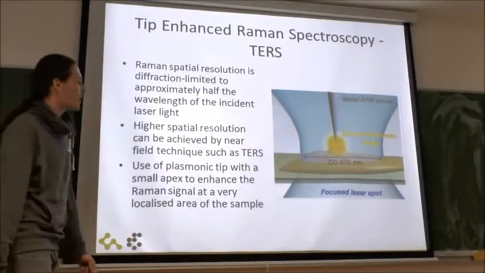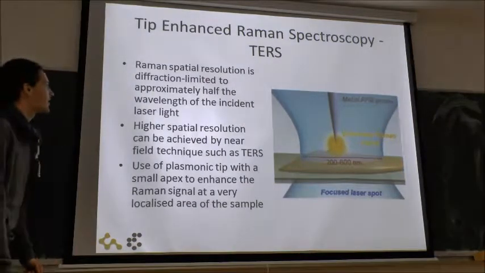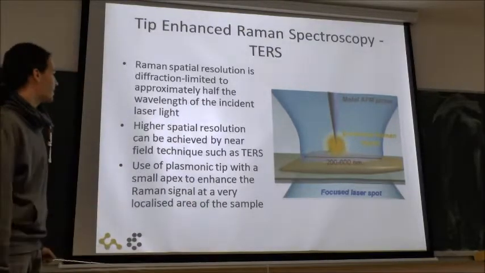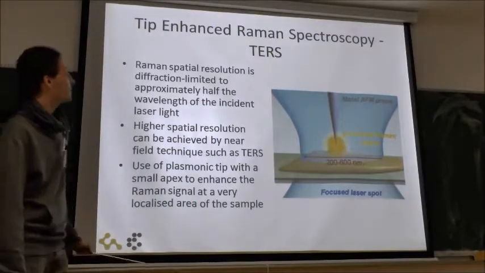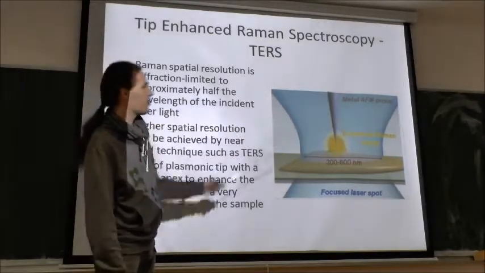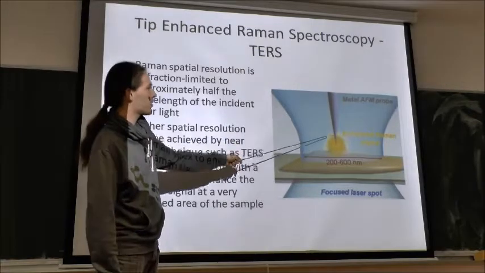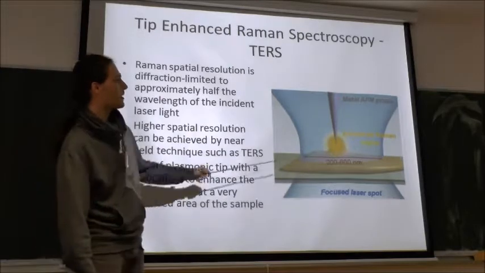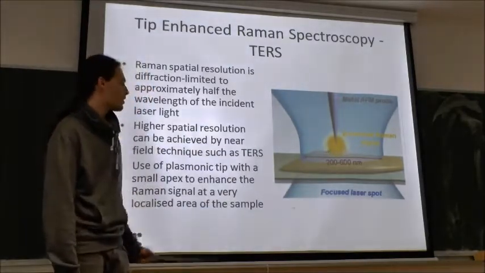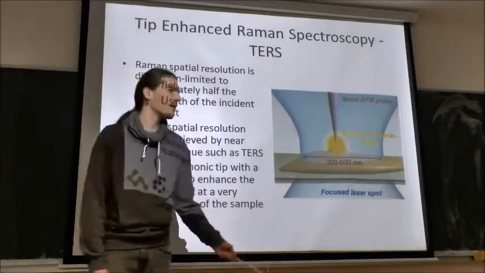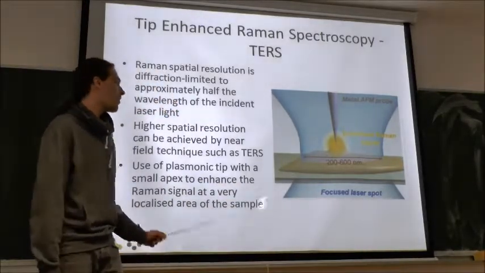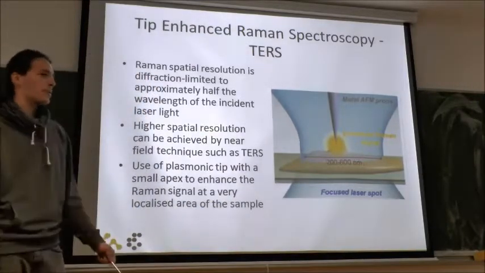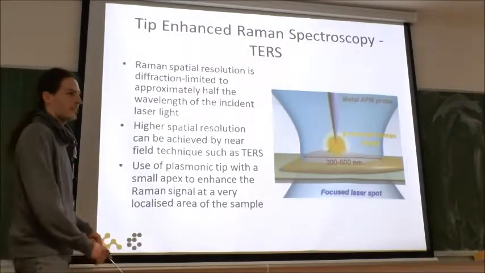Because Raman resolution is limited because of the optical limitation, and with the tip-enhanced Raman, we use a metal probe. So we bring this metal probe close to the sample, and with this probe we enhance the Raman signal, and the resolution in principle can be around 15 nanometers. But of course the problem is that we need very good tips. The best tips are those that have just one atom at the end of the tip.